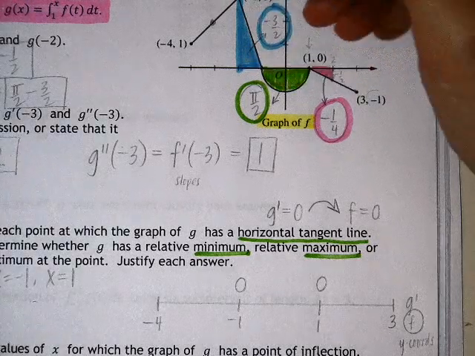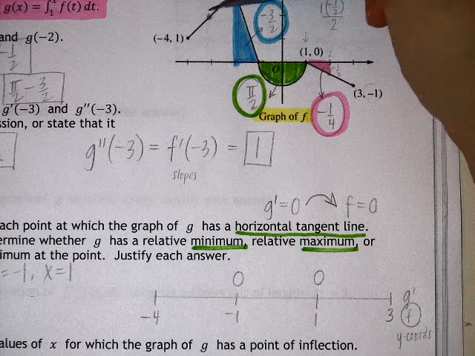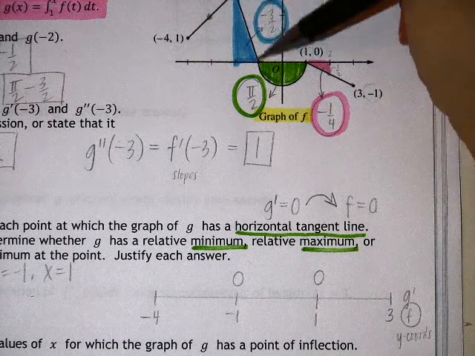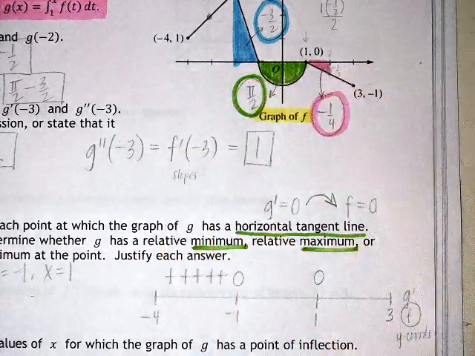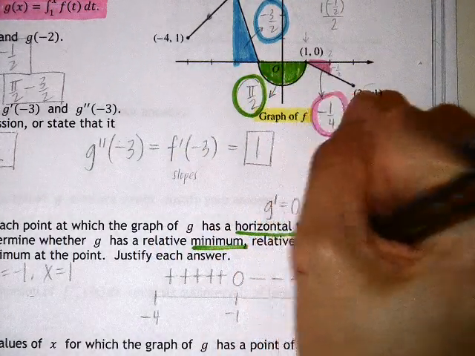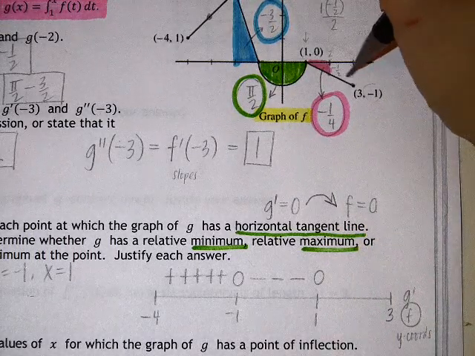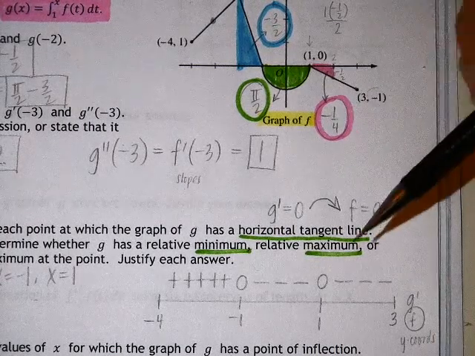So as I look at my graph, I can see that everything from -4 to -1 has positive function values, so positive y coordinates. Those will all be pluses there. Everything from -1 to 1 has negative y coordinates, so minus signs there. And everything from 1 to 3 still has negative y coordinates, so everything looks good there.